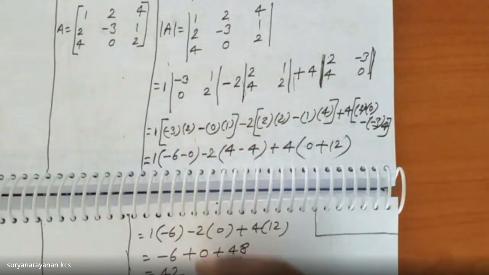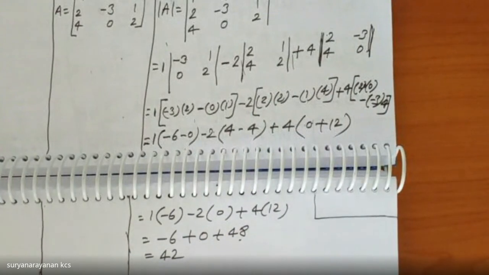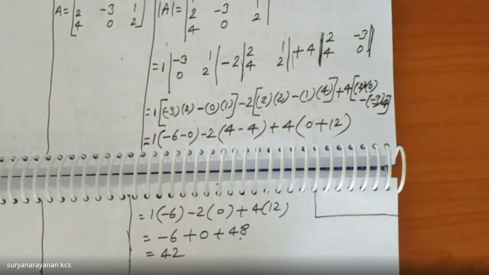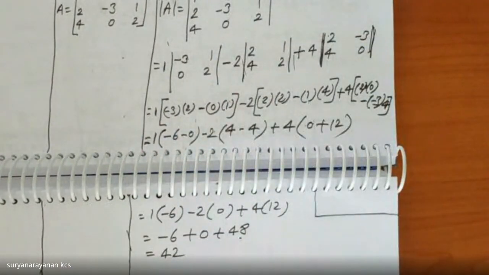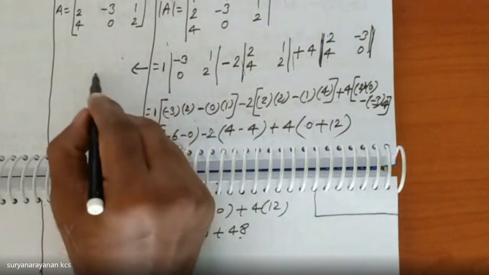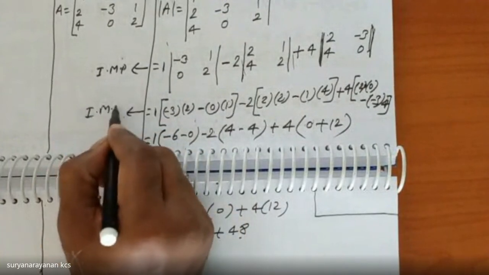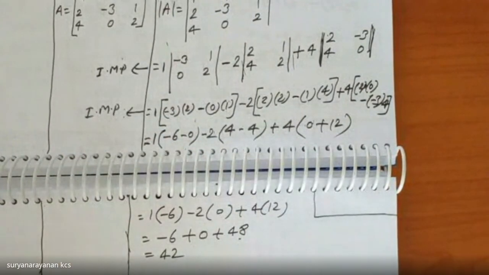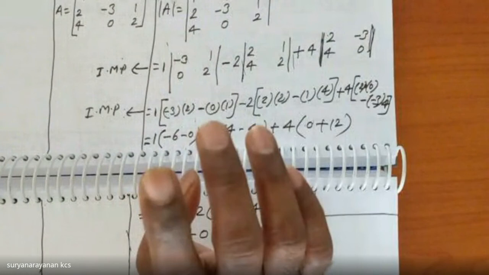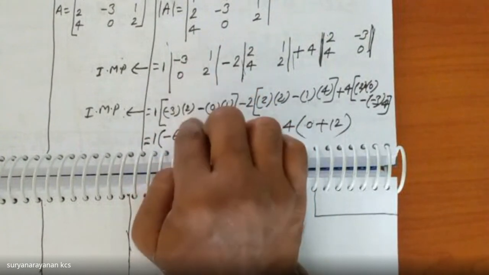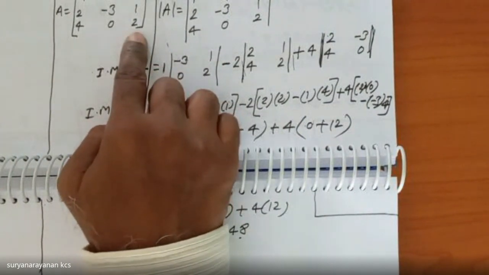In the next step, simplification only. Simplification of the numbers. If you are strong in simplification of numbers, you get a correct answer. But you should remember these 2 steps. These 2 steps are important steps. This step and this step. You should remember these 2 steps. How to write these 2 steps? These 2 steps are important steps when you are finding determinant of a square matrix of order 3.